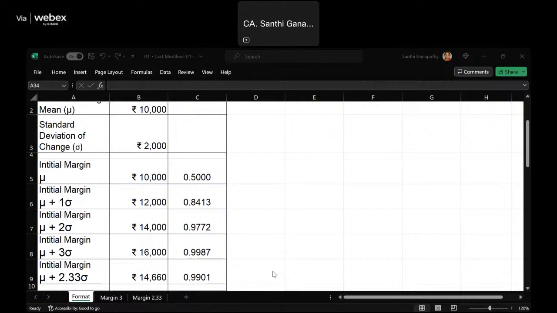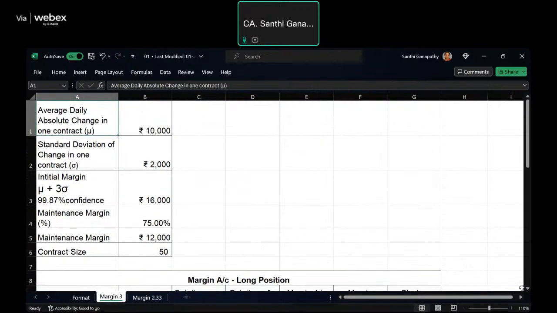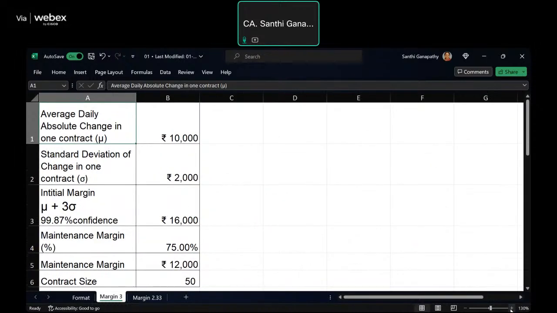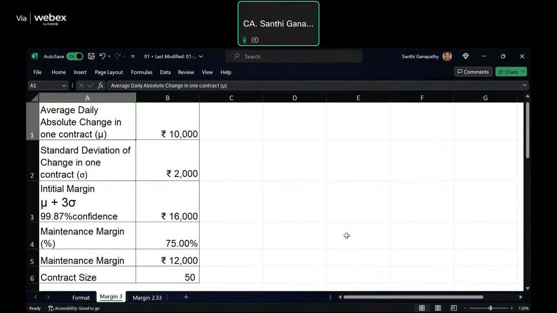So now, once we know this, let us say we want 99.01% confidence, then we should be collecting 14,660. Let us say we want 99.87% confidence, then we should be collecting 16,000. Assuming that we want 99.87% confidence and we are collecting 16,000 as the initial margin, this is the position. Initial margin is 16,000, maintenance margin is 75% of that, therefore 12,000, and contract size is 50.